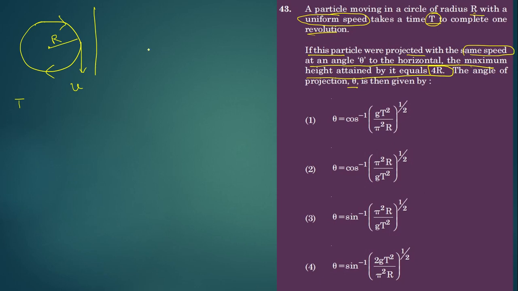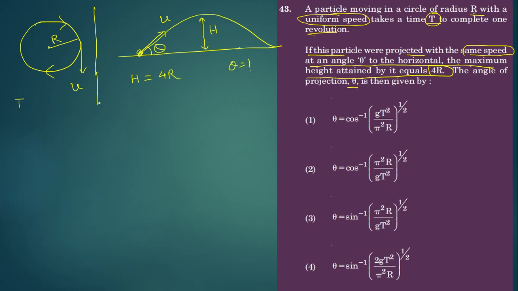The situation, if I want to describe, it will be like this. The same particle, I project it with the same speed as that of the circular motion and at an angle of theta, projection angle theta with the horizontal, and then it goes under projectile motion. And under this case, according to the question, the maximum height that the particle can reach is 4 times r. Therefore, what is the value of theta?